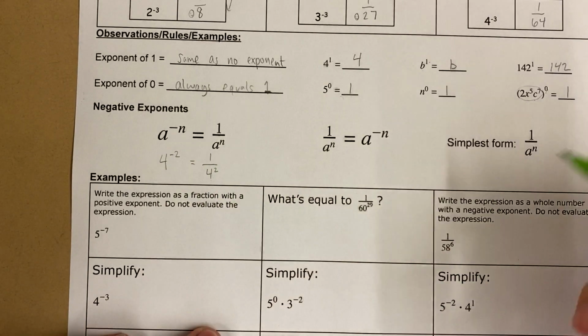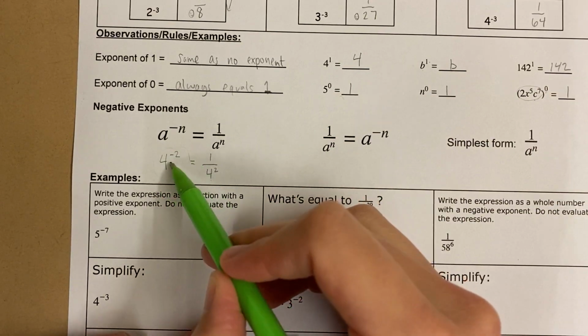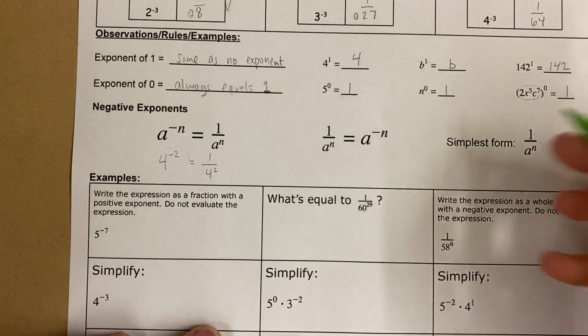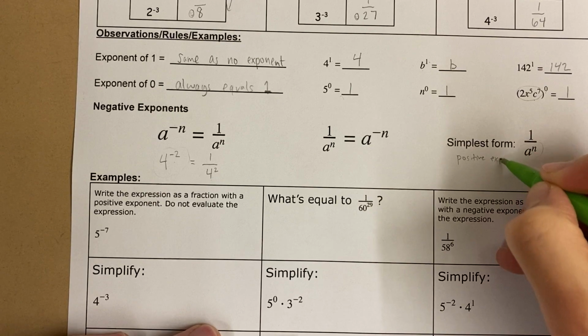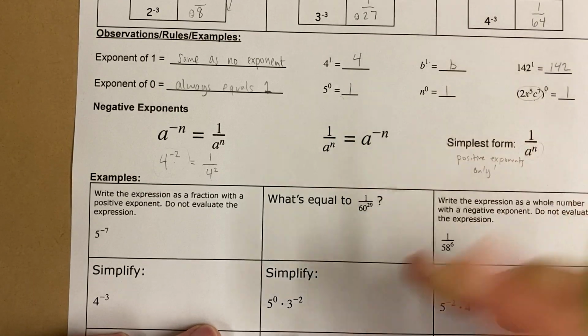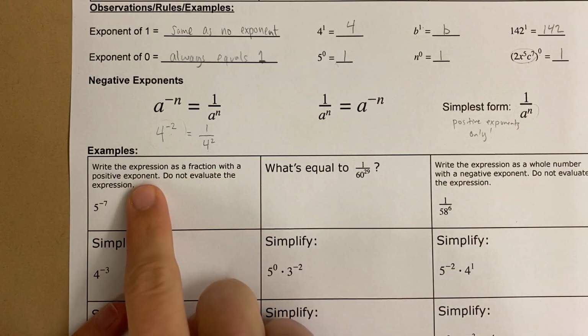Okay, now what you need to know is that in simplest form, like if I say simplify, you would never leave an answer like this. Simplest form is positive exponents only, okay? Simplest form, positive exponents only. Okay, let's take a quick look. Write the expression as a fraction with a positive exponent, okay?